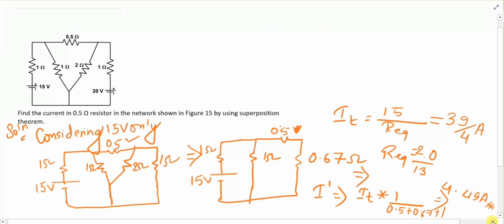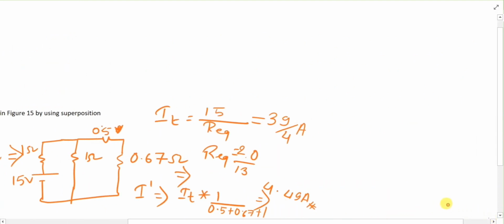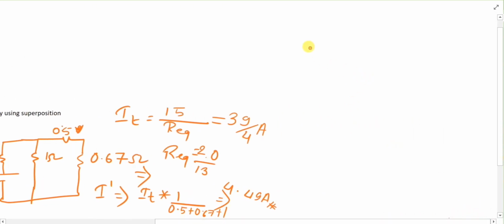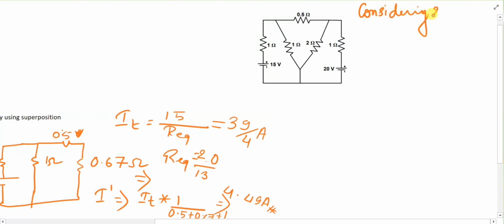Now you have to identify the current flowing while considering the 20 volt source. So let's redraw the circuit, considering 20 volt only. What we get, draw the circuit.